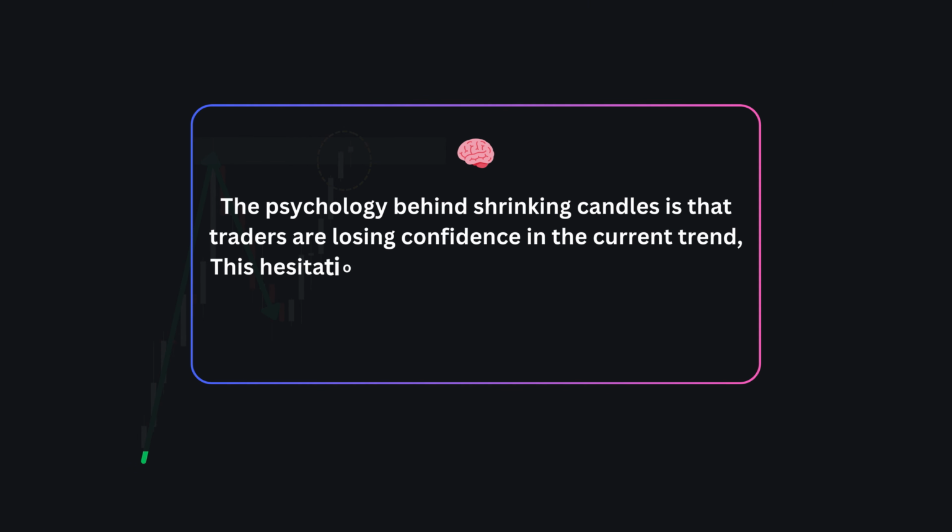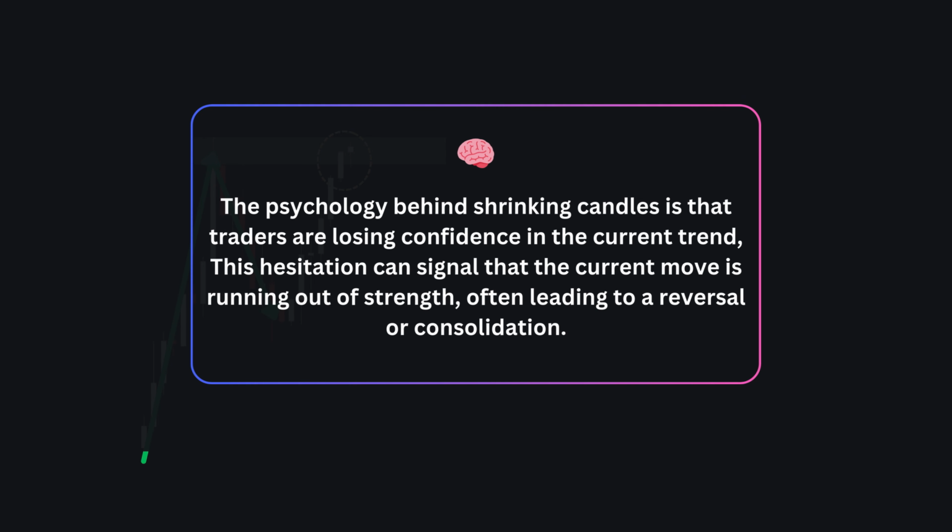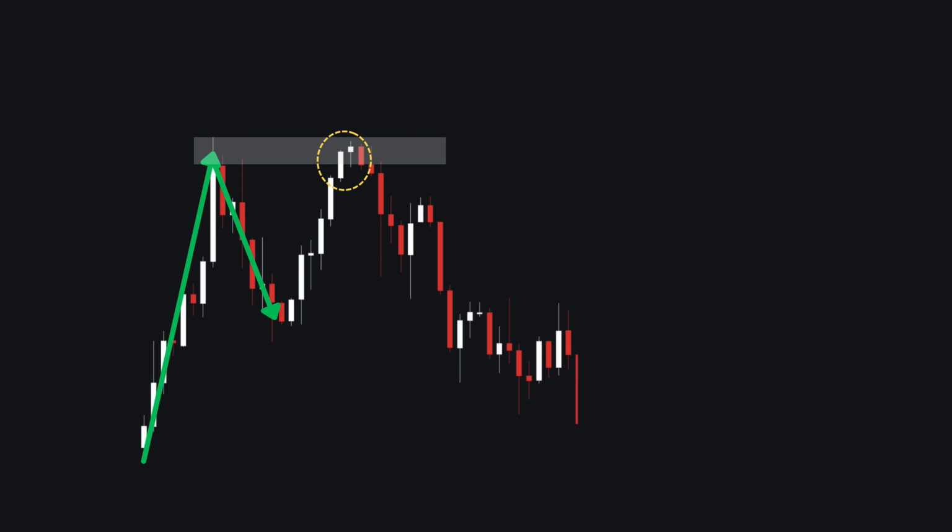The psychology behind shrinking candles is that traders are losing confidence in the current trend, and this hesitation can signal that the current move is running out of strength, often leading to a reversal or consolidation. So if you notice shrinking candles near a supply or demand zone, you can expect a very possible reversal from there.